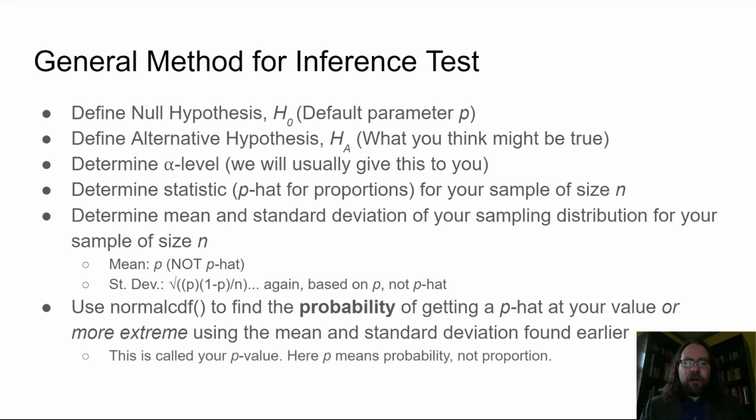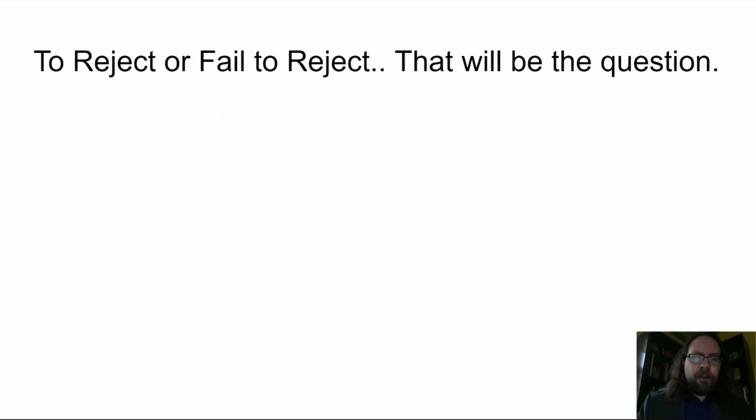That probability is called our p-value. Now, for proportions, that's a little confusing because we use a p for proportions as well. But we use p-values for all inferential statistics, and when we say that, the p in p-value means probability. Everything we're talking about is about probability. So ultimately, what you're going to end up deciding is whether you're going to reject the null hypothesis or fail to reject the null hypothesis.